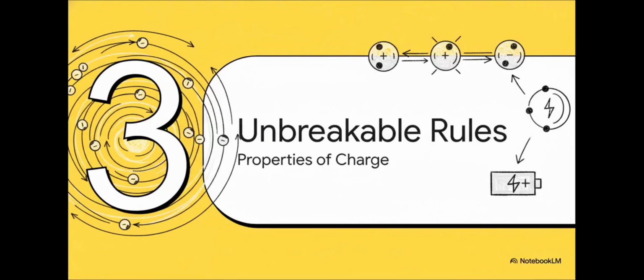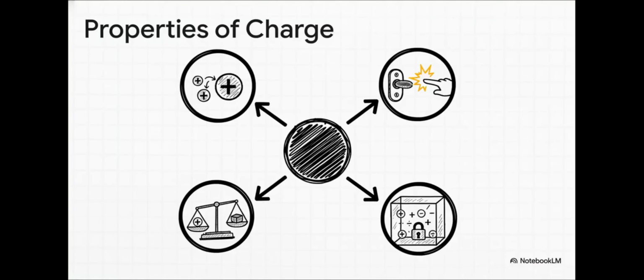You see, charge isn't just this wild, random thing. It follows some really strict, non-negotiable rules. And if you understand these rules, you're well on your way to understanding electricity. These are kind of like the personality traits of charge. First, it's a scalar, which is just a fancy way of saying you can add and subtract it like regular numbers. It's also transferable.